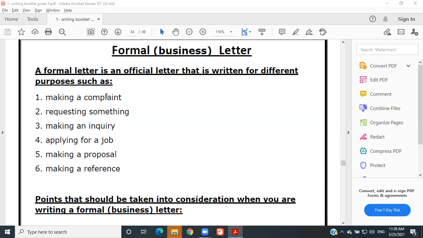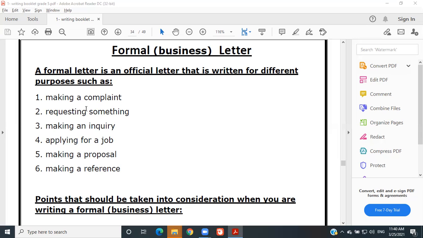A complaint is like saying to others that something bad happened. What's a complaint? It's when something bad happens to you and you're not the reason, right? So you make a complaint when something is not working properly. Yes, I wanted to say it, but I didn't know how.